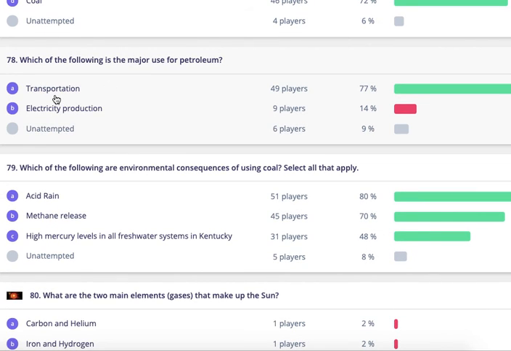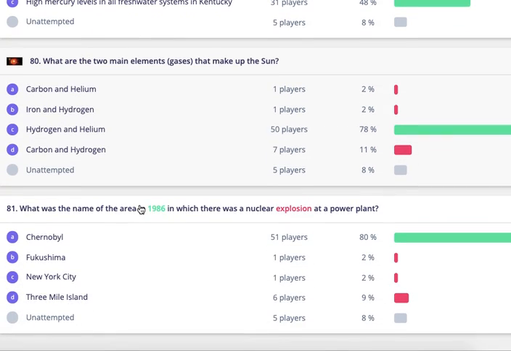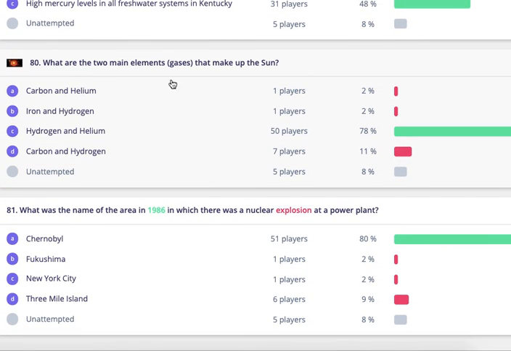Major use of petroleum, transportation. Most petroleum, oil, and gas is used for movement of stuff. Coal is used to generate electricity, not gas. Which of the following are environmental consequences of using coal? All of the above. What are the 2 main gases that make up the sun? Hydrogen and helium. Over 99% of the observed universe is made of hydrogen or helium. And then, name of the area in 1986 where there was a nuclear explosion, that's Chernobyl. Easy peasy.